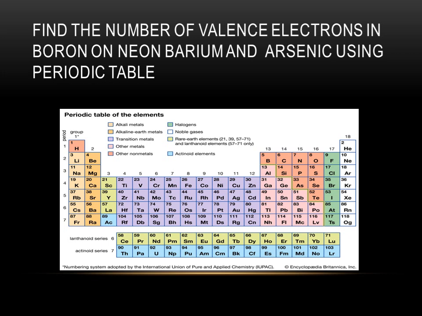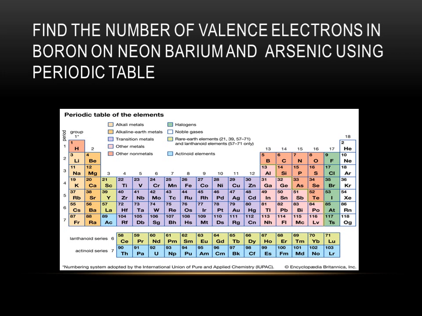The next question is, find the number of valence electrons in boron, neon, barium and arsenic using the periodic table. You can see the periodic table in this slide. If we talk about boron, look at the third group and the second period of the periodic table. As boron belongs to the third group, it has 3 electrons in the outermost shell.